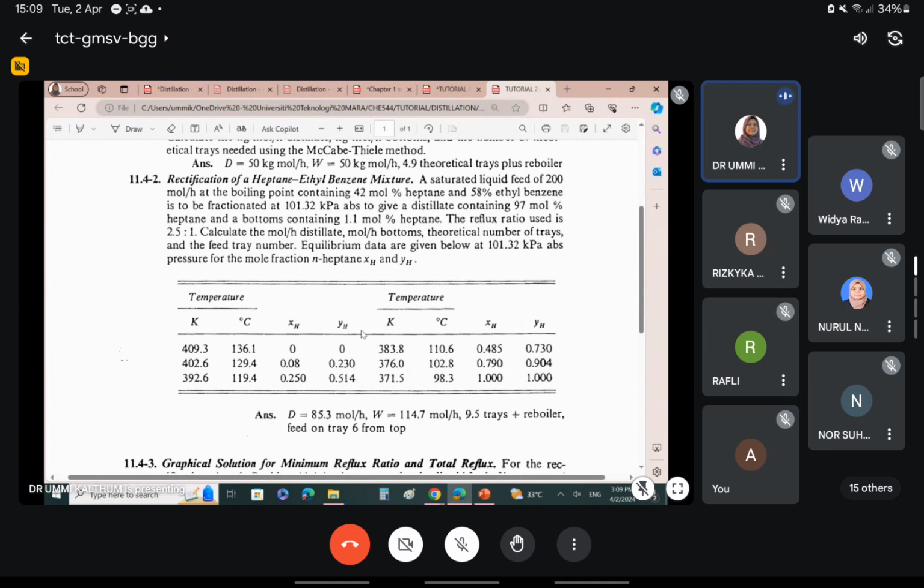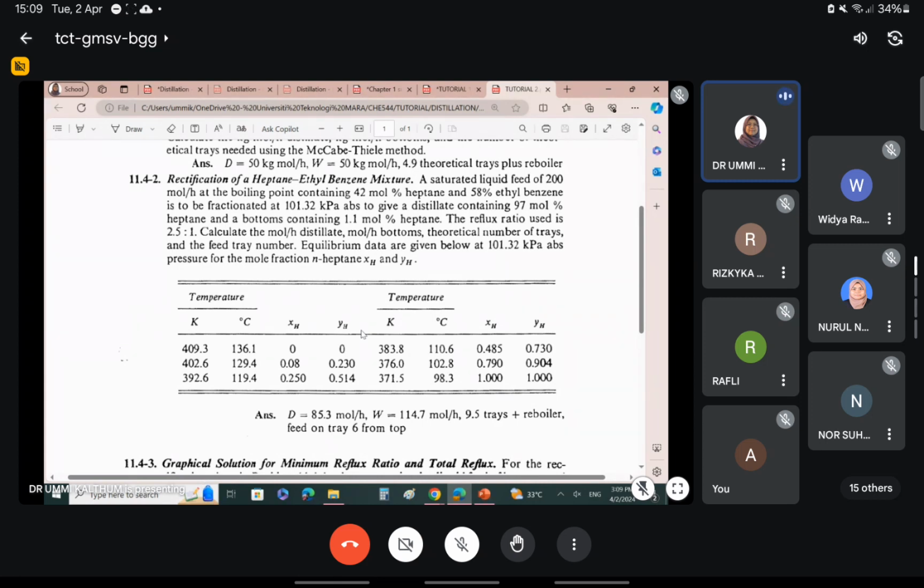A saturated liquid feed of 200 mole at the boiling point containing 42 mole percent heptane and 58% ethyl benzene is to be fractionated to give a distillate containing 97 mole percent heptane and the bottoms containing 1.1 mole percent heptane. The reflux ratio used is 2.5. Calculate the distillate, the bottoms and the theoretical number of trays.